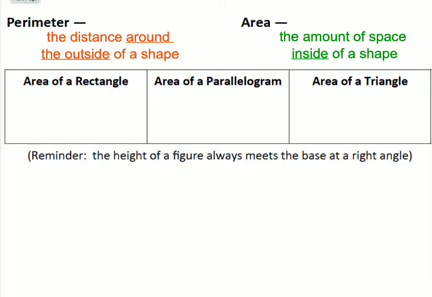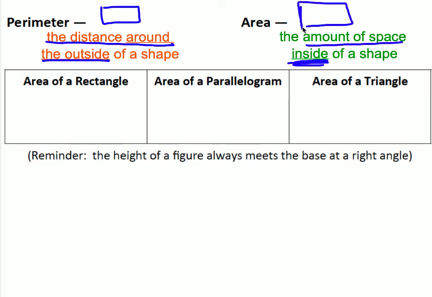So first thing we need is some vocabulary up top. Perimeter is the distance around the outside of a shape. So think of going around the outside. Okay. Area is the amount of space inside of a shape. So instead of going around the outside, we want to fill that space on the inside. Perimeter is going around the outside. Area is the amount of space inside. How much can fit inside of that shape?